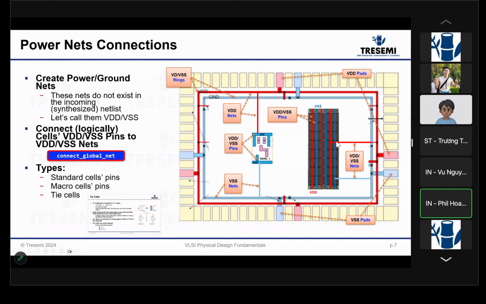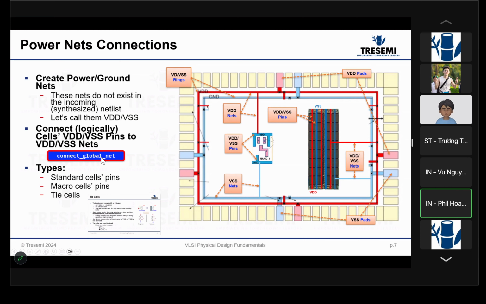Like I said, sometimes you will route over the top of the memories and via down to these internal power grids, or sometimes you just route to the ring. So you connect logical nets by using the command connect global net. This is specific to the Cadence tool.